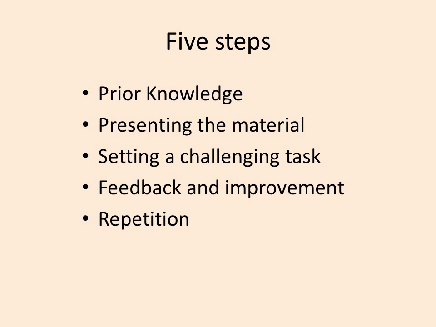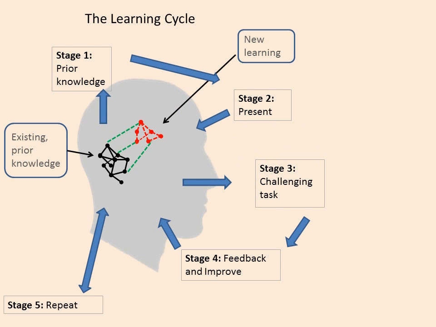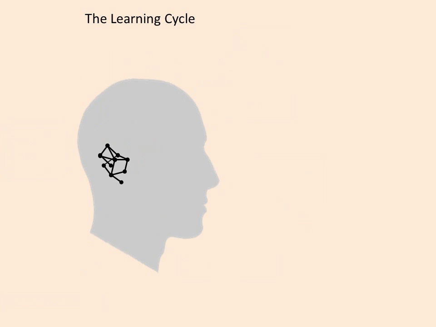Let's have a look and see how these work together in the brain. So this is the diagram which we'll end up building. You can see the 5 stages here. Firstly, prior knowledge. Secondly, presenting new material, challenging task, feedback and improve, and repetition. Let's build it step by step.